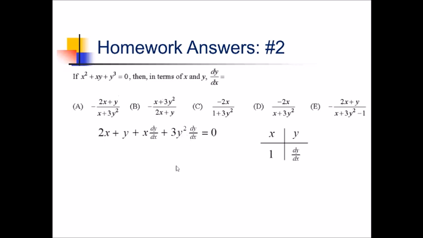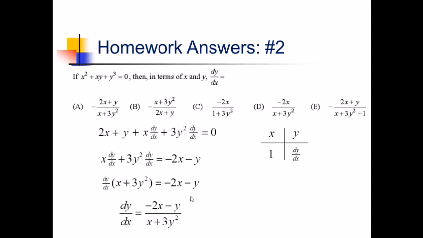0. All right, let's get all the non-dy over dx stuff to the right side. So I'm subtracting the 2x and the y. And now I can factor a dy over dx out of the left side and divide by x plus 3y squared. So that would be almost my final answer.